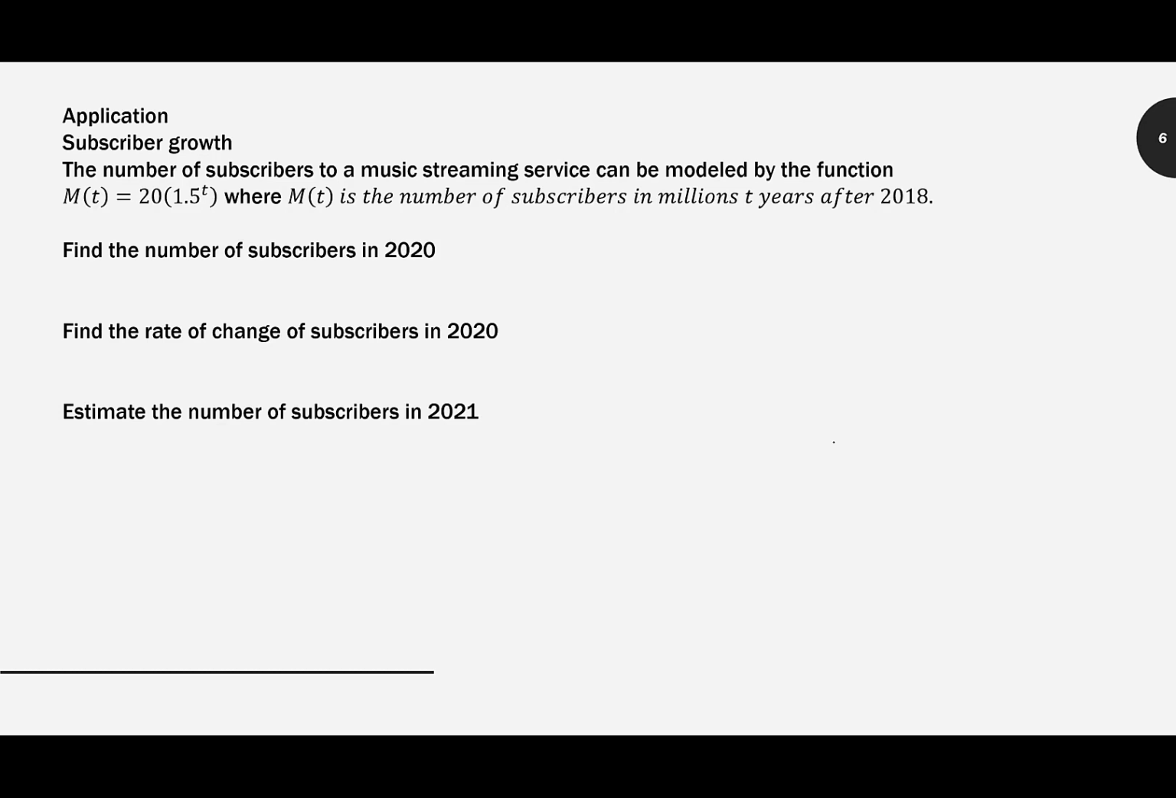So first we're going to find the number of subscribers in 2020. Pay attention to the fact that t is the number of years after 2018. 2020 would be t equals 2. m of 2 is 20 times 1.5 squared. I threw that in my calculator, I got 45. The second thing we're going to do is find the rate of change of subscribers in 2020. That means we're going to start by finding the derivative.